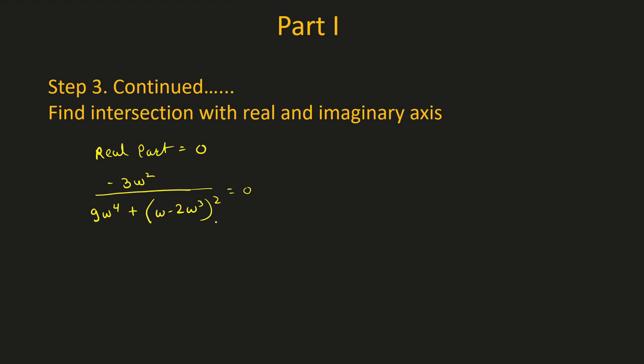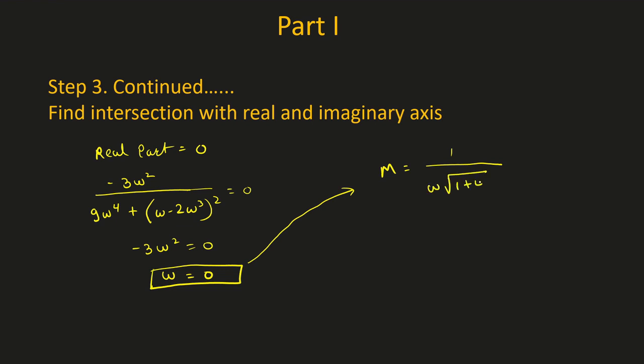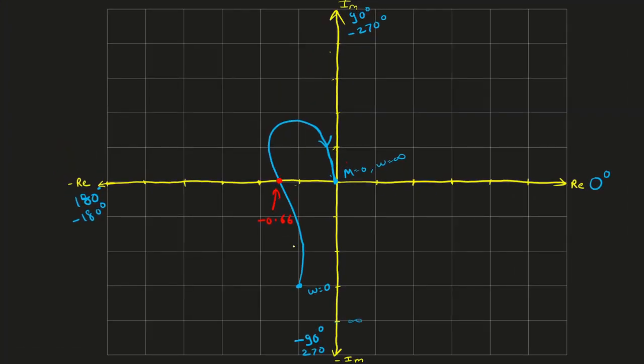So the denominator, when it goes to the right hand side, will become 0, and minus 3 omega square will be equal to 0. So solving it, we will get omega equal to 0. If we put this value of omega into our magnitude equation, M equal to 1 upon omega square root of 1 plus 4 omega square, square root of 1 plus omega square, we will get the magnitude at infinity. So this plot is intersecting the real axis at infinity, at omega equal to 0. This point we already know in our given plot; it is here at omega equal to 0, where the magnitude is at infinity.